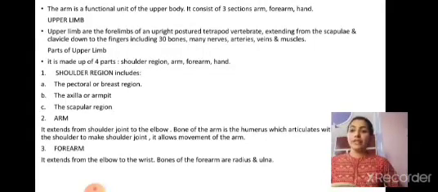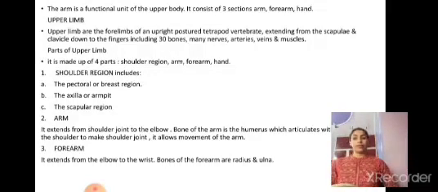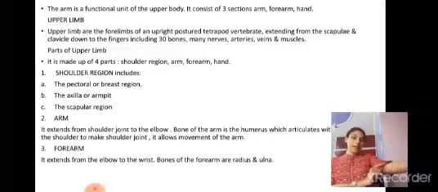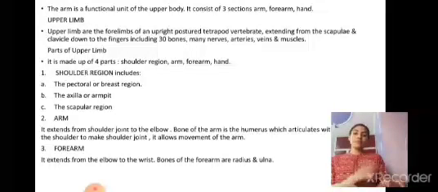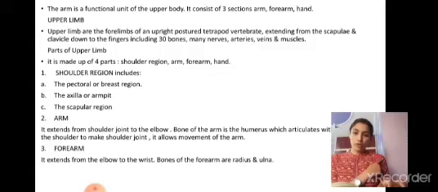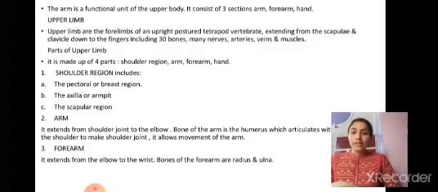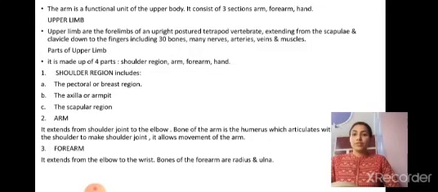Okay, now arm, we will read about arm. It extends from shoulder joint to the elbow. Our arm is extending from the shoulder joint, this is my shoulder joint, up till elbow joint. Okay, so this is the arm. Bone of the arm is the humerus, which articulates with the shoulder to make the shoulder joint. It allows movement of the arm, and at shoulder joint there are 6 movements which are possible here.